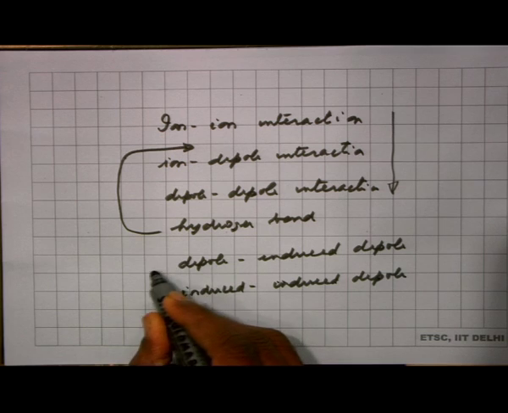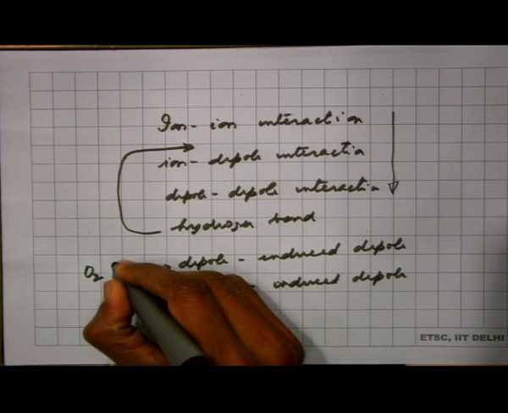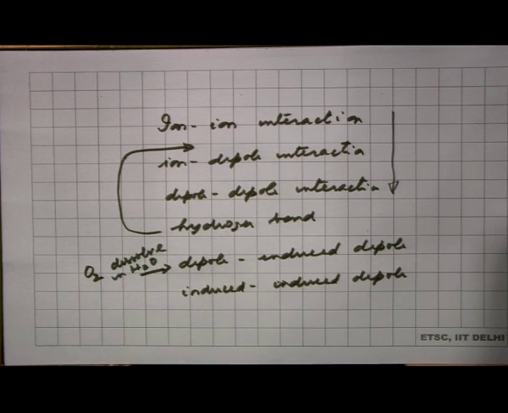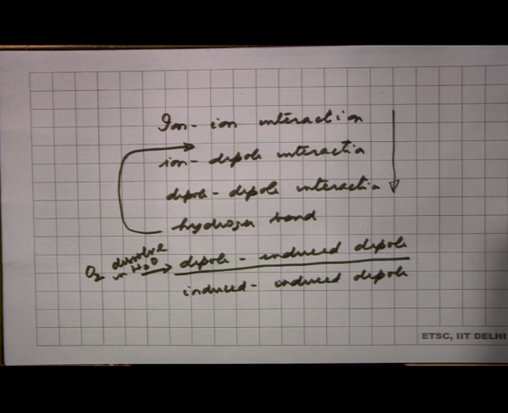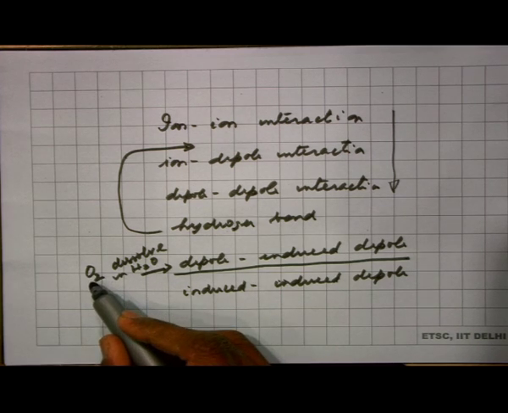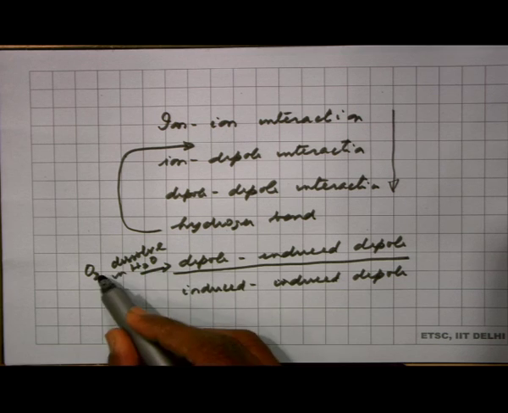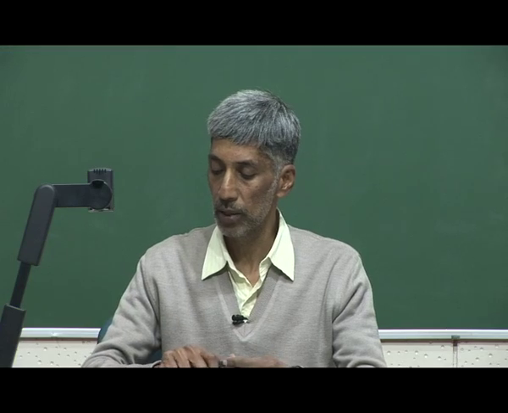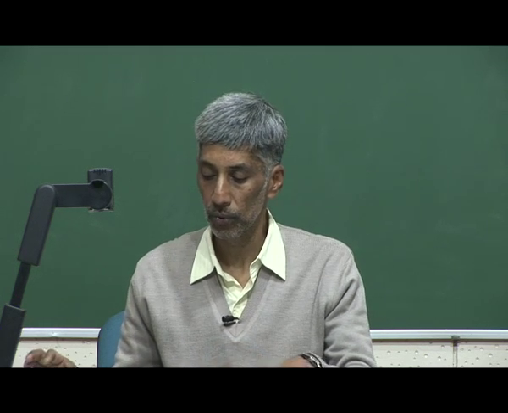To give you a glimpse of what will happen, imagine, why does oxygen, for example, dissolve in water? The reason that oxygen dissolves in water is because of this dipole induced dipole. Oxygen itself does not have a dipole, water has a dipole, but when you dissolve oxygen in water, you have a dipole induced dipole interaction. We will come to that in the next class, and then we will discuss dipole induced dipole and induced dipole induced dipole in the next class.